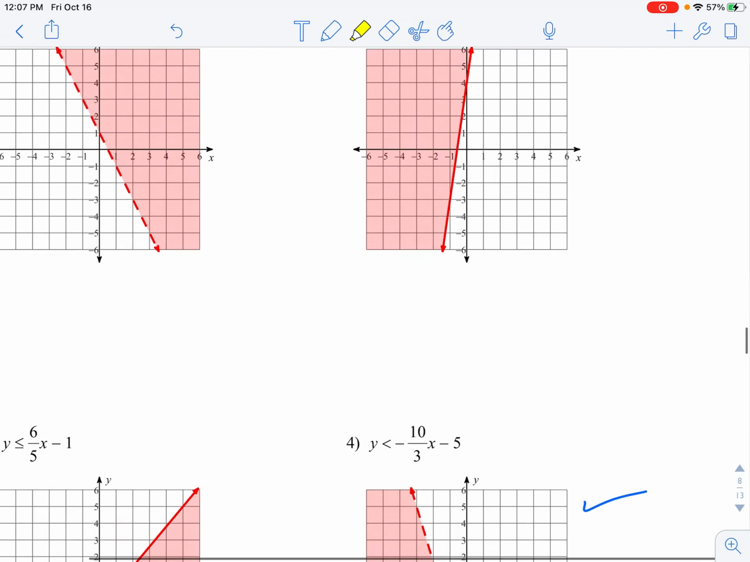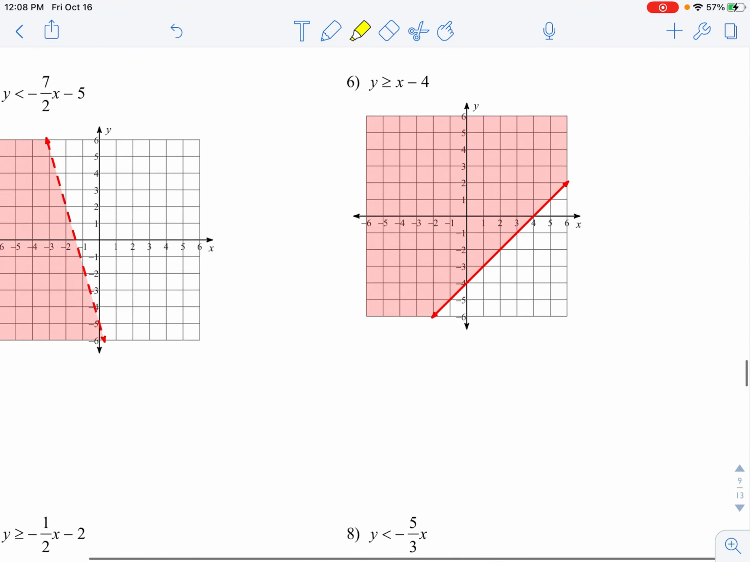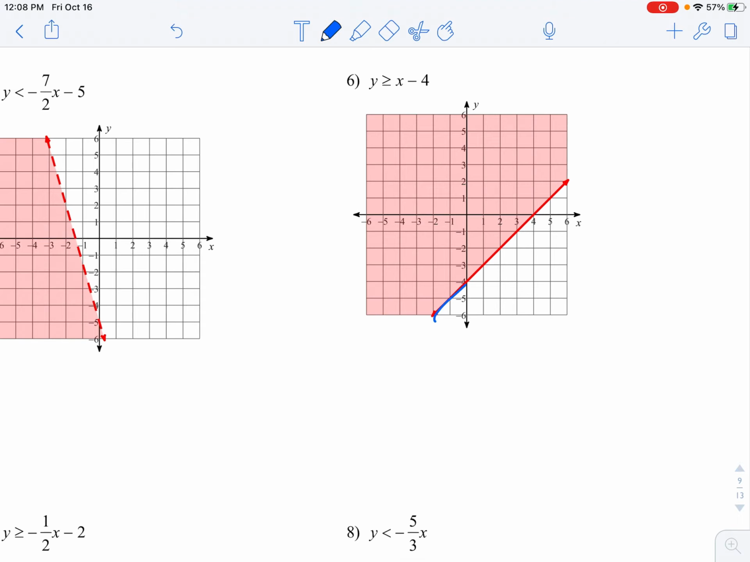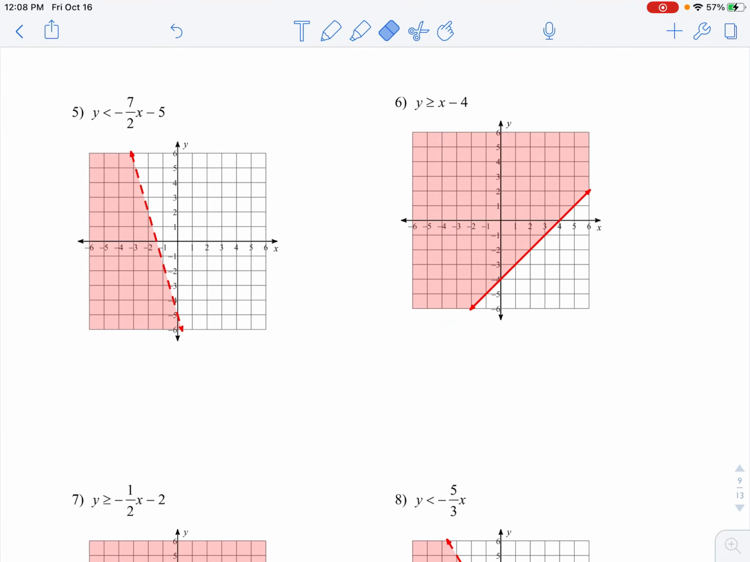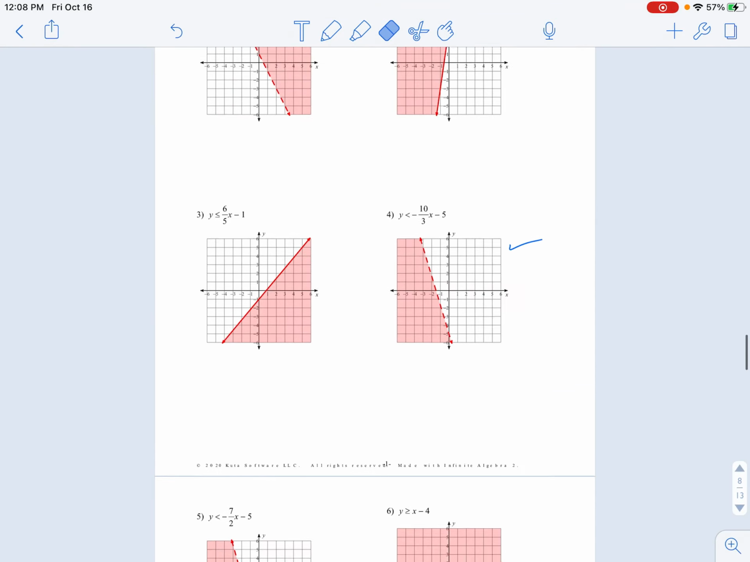If I ever get there. Scroll down. Number 6. Where am I? There it is. Solid line, greater than, shade above. That's not so bad. That took a lot less time than plugging in a number and then working it all out. You can do the test number, of course, anytime you want.